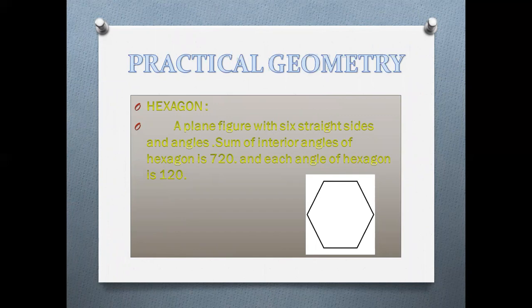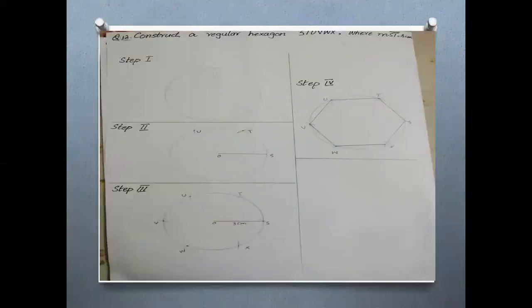And the sum of the interior angles of the hexagon is 720. The sum of all the 6 angles of the hexagon is 720, and each angle will be 120 degrees. In the pentagon, each angle was 108, and in the hexagon, each angle is 120 degrees. Now come to the construction. Only one side is given, which is 3 centimeter.